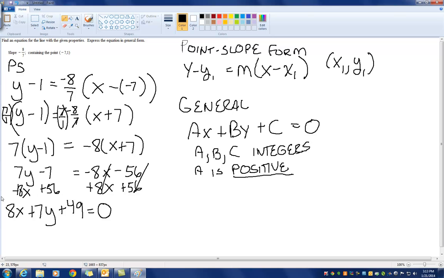That's good. And the one in front of the x, the number 8, is positive. So we are done. And this is the general form of the equation of the line containing this point and having this slope. I hope that helps.